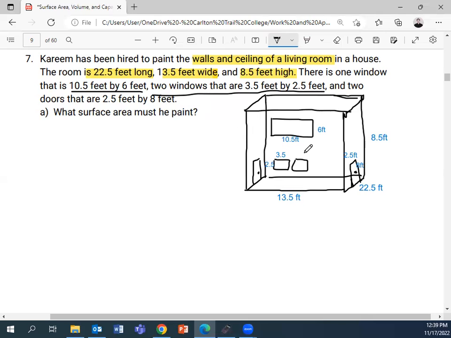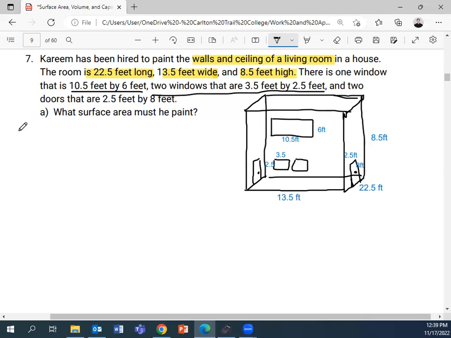And then we also know there's a window and doors and stuff. We don't paint those, do we? When you paint the inside of a house, you don't paint over the window. You want to see through them. So how am I going to figure out the surface area of the paint? Again, say it in English and not in math.